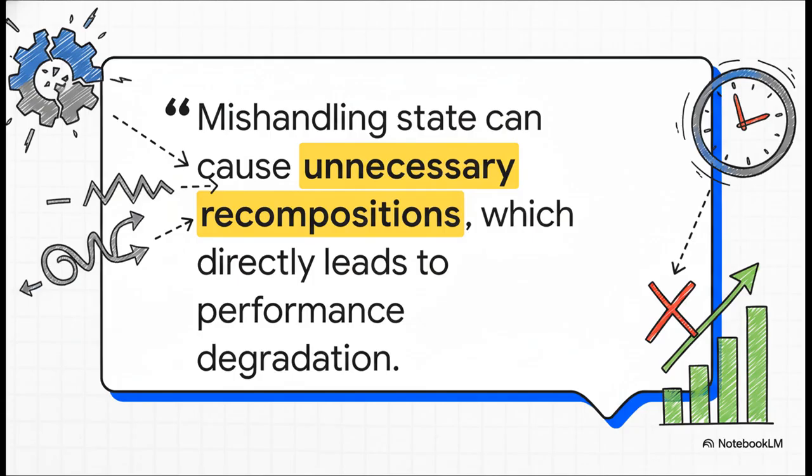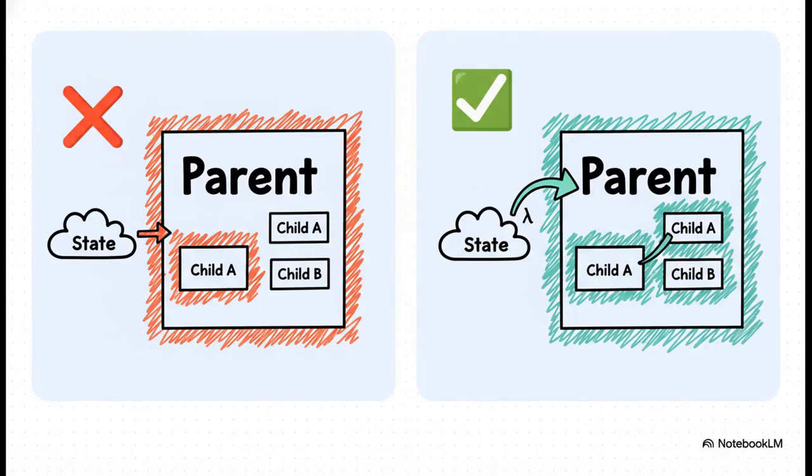So our goal is really simple. Make sure the UI redraws only when it absolutely has to. And one of the biggest performance wins you can get is by delaying when you read a state value. Look at the example on the left. The parent reads the state, which forces the entire component to recompose.